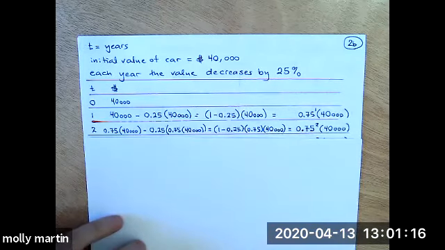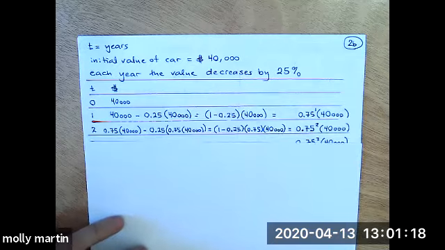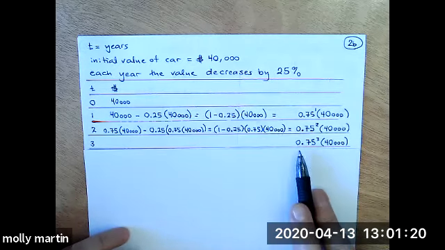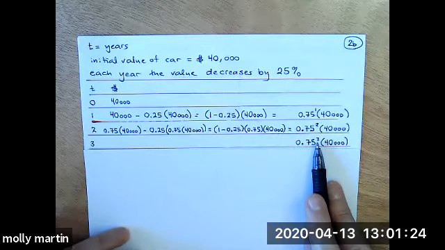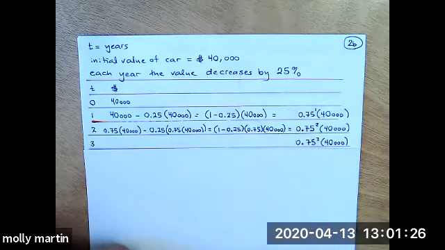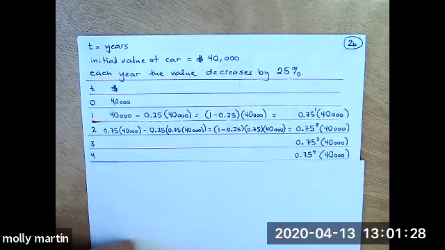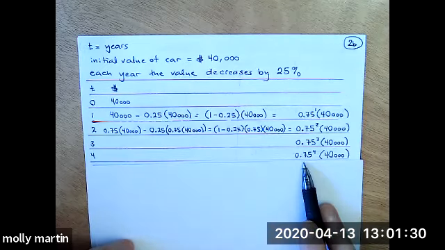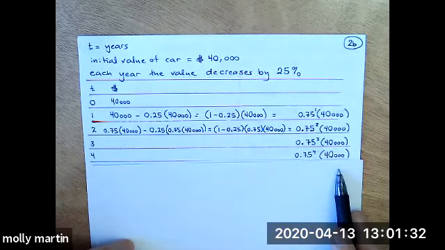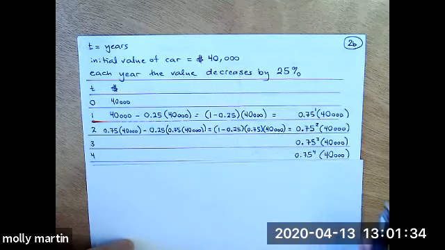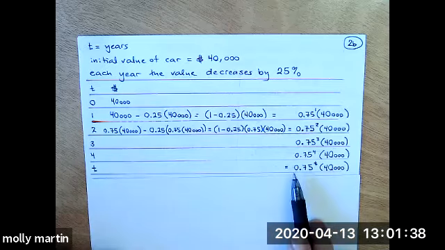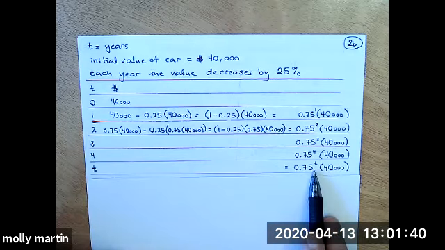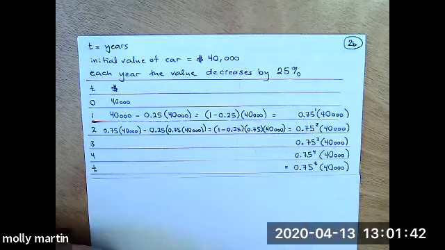So you can probably guess the pattern. After 3 years, the value of the car will be 0.75 cubed times 40,000. After 4 years, 0.75 to the 4th times 40,000. So for any t years, it's 0.75 to the t times 40,000.